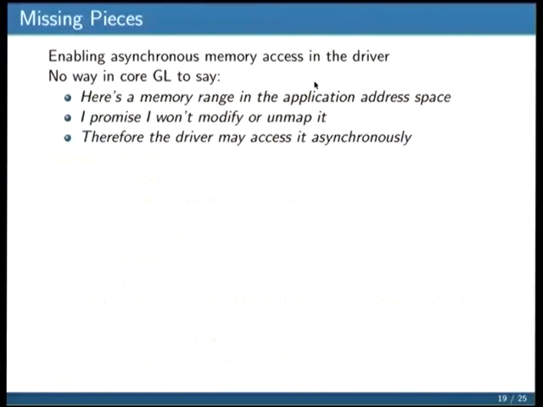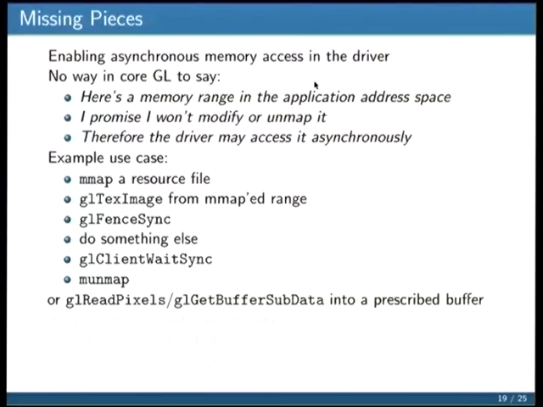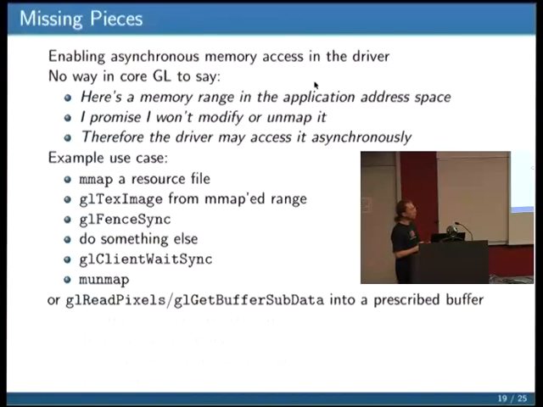Basically, there should be a call that says the next texture upload or memory copy can happen asynchronously, because that is how the hardware wants to work. What game developers might want is to map a resource file into memory and use that memory map to upload the texture. Then have a barrier just after the upload, do some unrelated things like shader compilation, and then wait for the upload to finish and unmap the resource file.